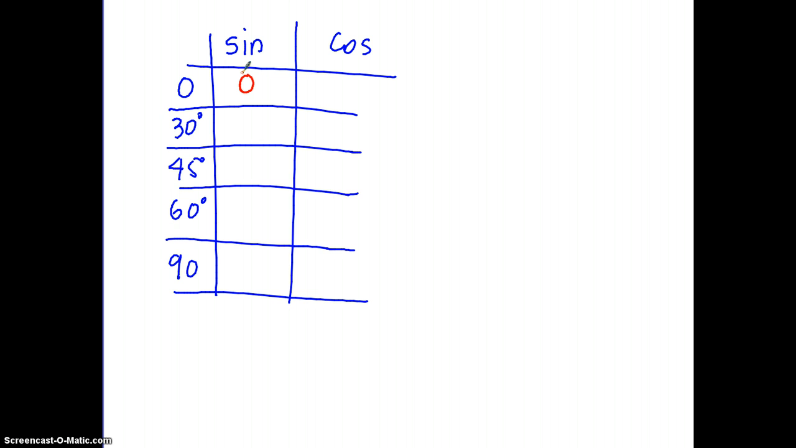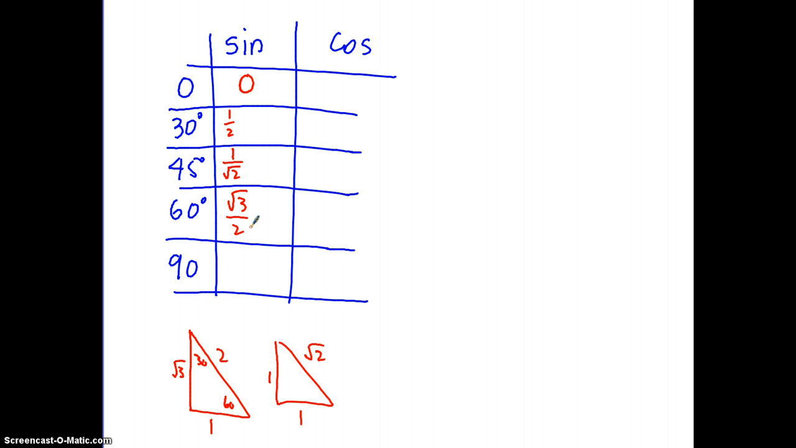Sine of 30 degrees, if we go back to our triangles, here I'm just going to whip them out really quick. 1, 2, root 3, 1, 1, root 2. Okay, there's our 30, 60. Sine of 30 degrees is 1/2. Sine of 45 degrees, 1 over root 2. Sine of 60 degrees, root 3 over 2. Sine of 90 degrees is 1.